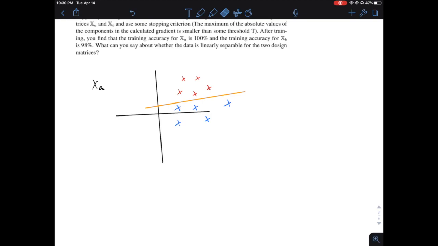So while we can't say that XB is definitely linearly separable, we also can't say that it's not linearly separable. So XB, maybe. We don't know. We can't tell based on this information because we haven't seen the data. All we know is that it got a training accuracy of 98%, and we don't know how that data was trained. So as of now, we can draw no conclusions about the linear separability of that matrix.